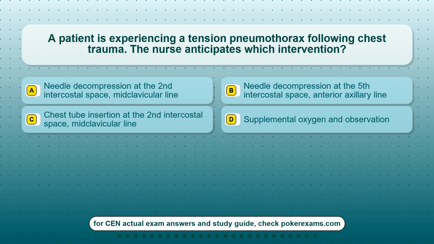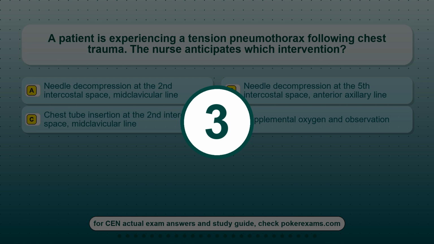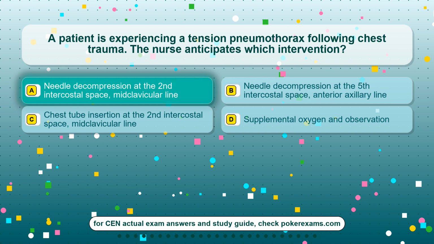Option C. Chest tube insertion at the second intercostal space, midclavicular line. Option D. Supplemental oxygen and observation. The correct answer is option A. Needle decompression at the second intercostal space, midclavicular line.